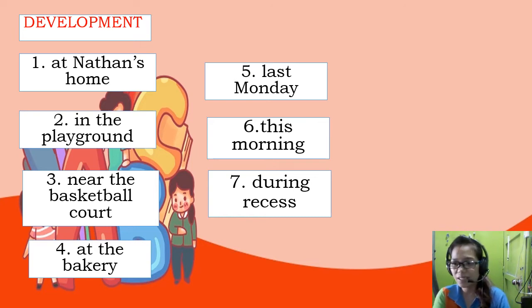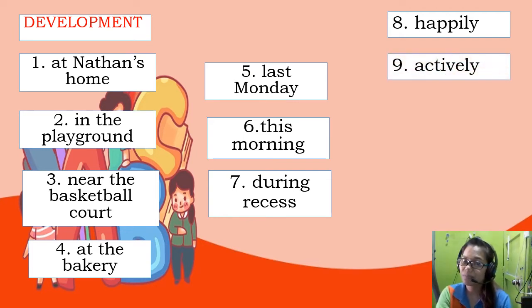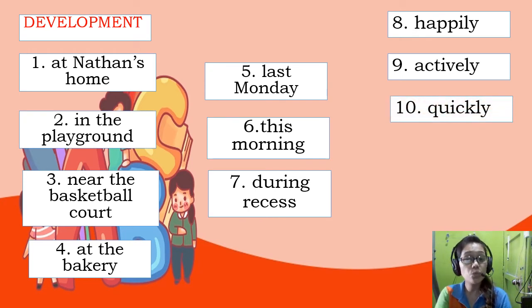Number 8. How did Peter eat pancit chami at Nathan's house? Your answer must be happily. Next, number 9. How did Peter play sepak takraw at the playground? Your answer must be actively. And last, number 10. How did Peter buy some cookies at the bakery? Your answer must be quickly.